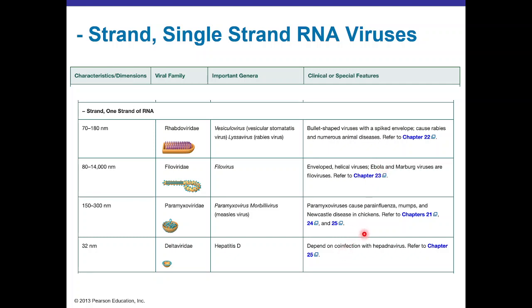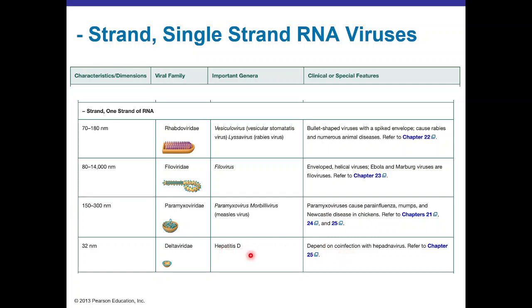Paramyxoviridae, with members like parainfluenza virus and mumps, infect humans in the digestive system. For mumps, it infects the parotid glands. And we have animal viruses that infect chickens, like Newcastle disease in chickens.